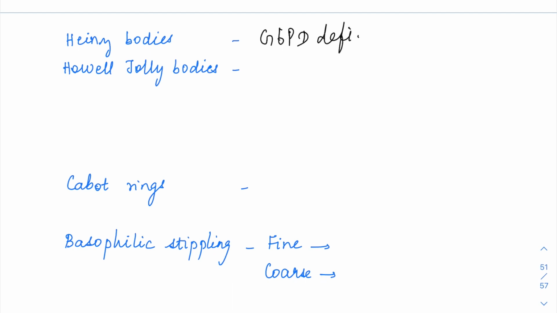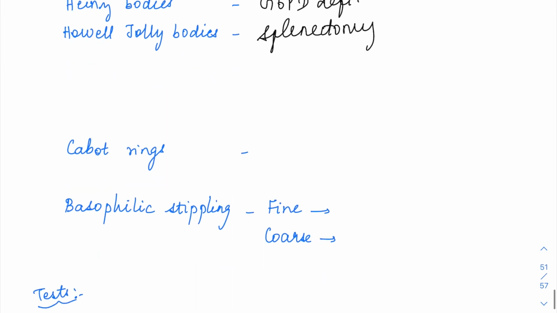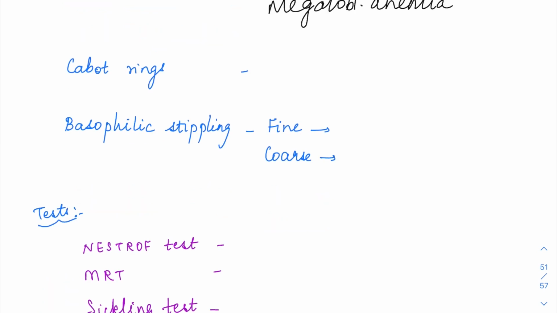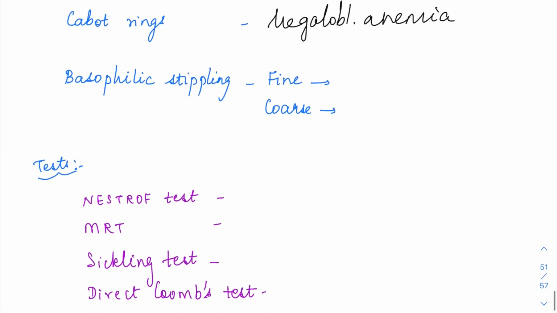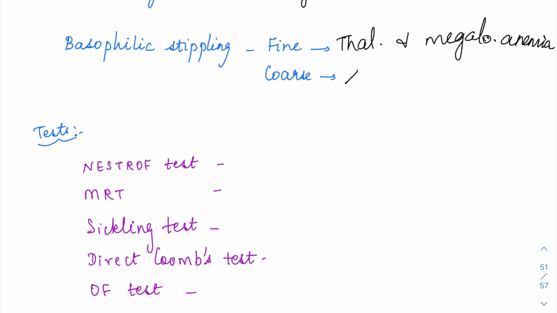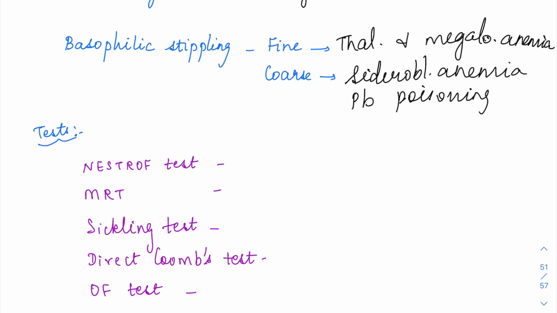Howell-Jolly bodies are just DNA remnants. It can be seen in any conditions wherein splenectomy has been done. So splenectomy can lead to Howell-Jolly bodies. Apart from that, you can also see it in thalassemia and megaloblastic anemia as well. Cabot rings are again remnants of nuclear material seen in megaloblastic anemia. Basophilic stippling, we can see it as either fine granules or coarse granules. So fine basophilic stippling is going to be seen in thalassemia and megaloblastic anemia both. Okay. While coarse basophilic stippling is going to be seen in sideroblastic anemia and another cause of sideroblastic anemia, which is lead poisoning. Okay, so these are all the various types of RBC.